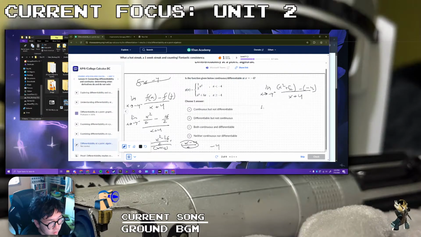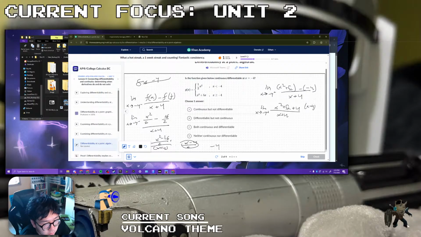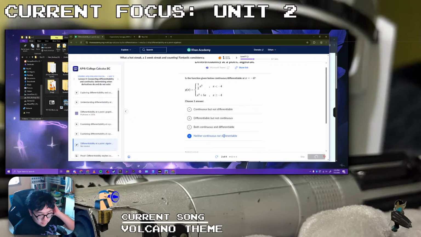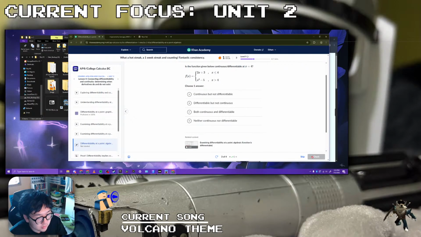And then this becomes... You can simplify this into x plus 4, x plus 1, sorry. So it'll be x plus 1 over 1. So then it's just going to be -5. So it's neither. If it's not continuous, it can't be differentiable.